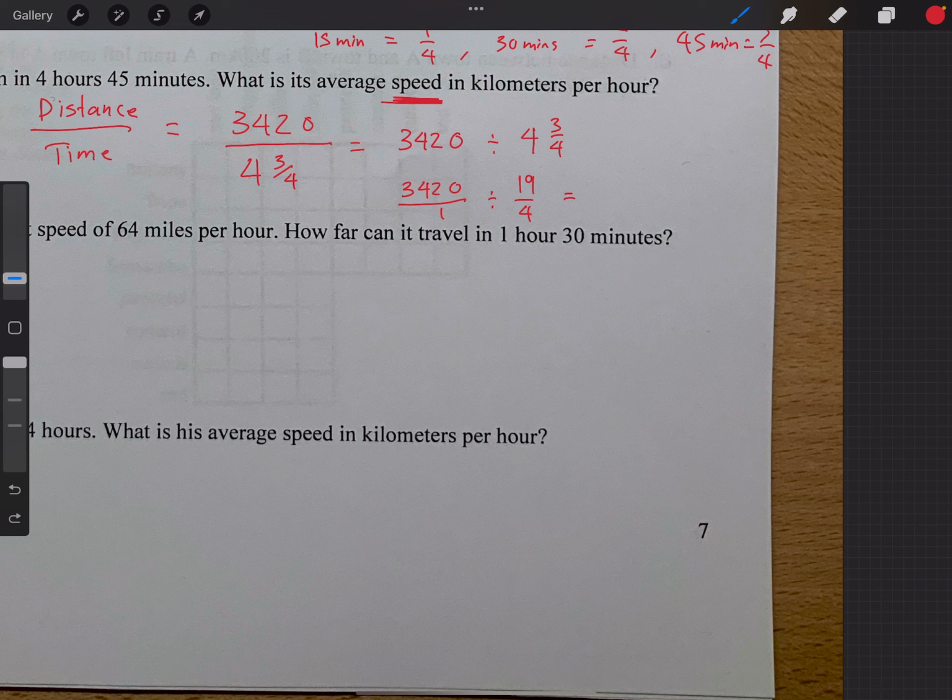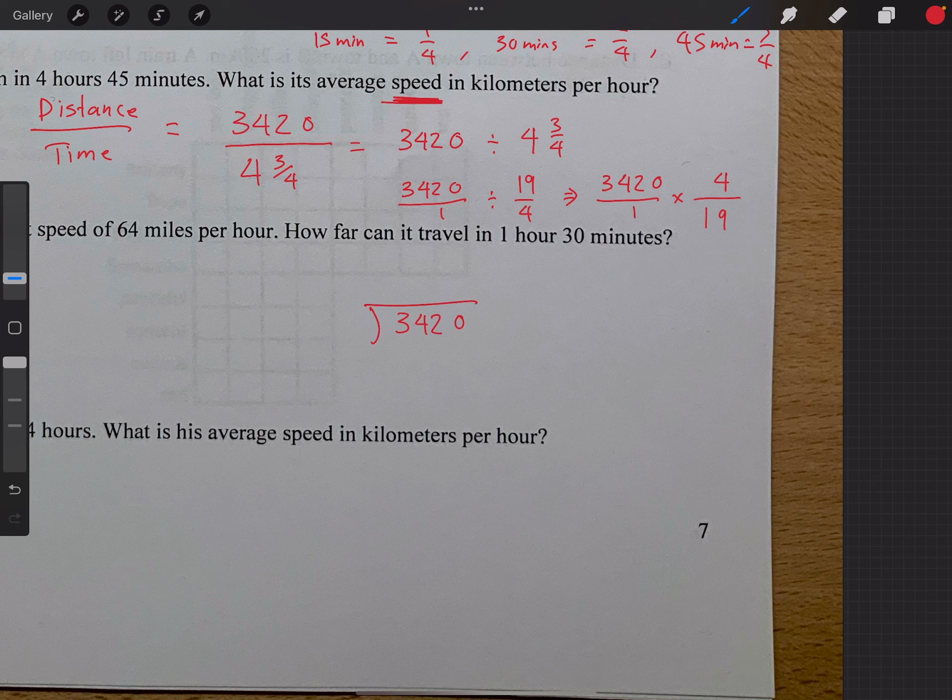Since we're dividing by a fraction, we need to flip the second one upside down. So that's going to be the same as 3420 over 1 times 4 over 19. Alright, so what we're going to do is let's see if we can divide this by 19, because if we can, it will just make our life a lot easier. So let's try.